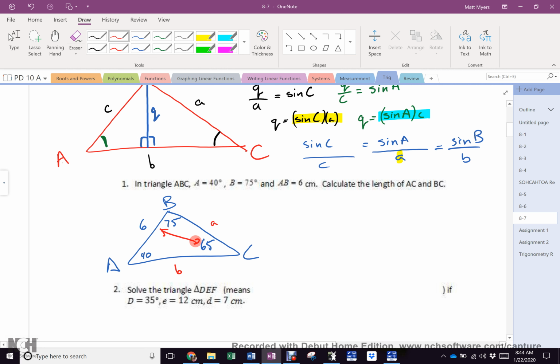Excellent. Would you like to put the side in the numerator or the angle in the numerator? Okay. So sine of 65 over 6 must equal the sine of what? Sine of 75 over the... And? Sine of 40 over... Exactly. And how do we solve everything? Yes, Raj?